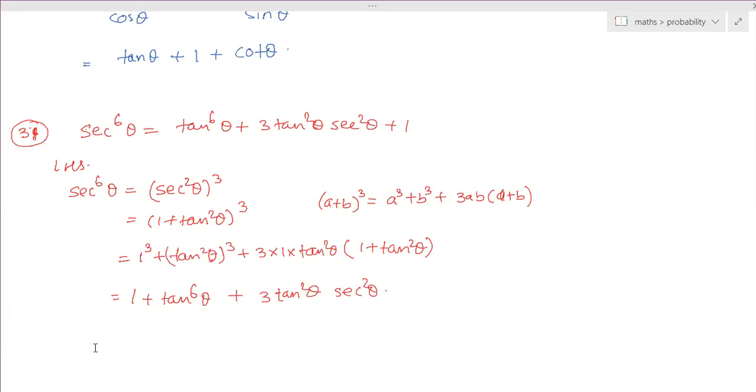After the 31st, the 32nd is the same way. There, instead of sec to the power 6 theta, there is a cosec to the power 6 theta. Yes, ma'am.